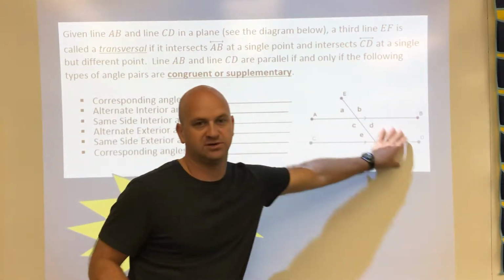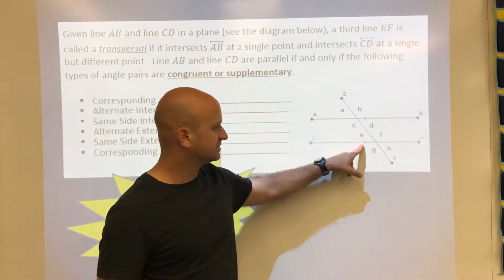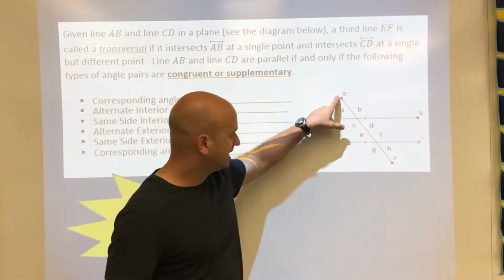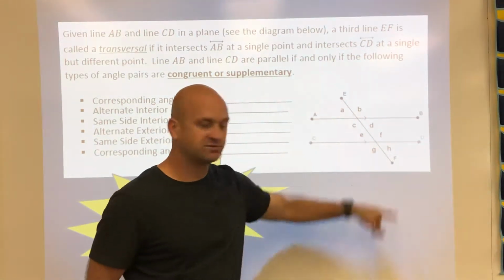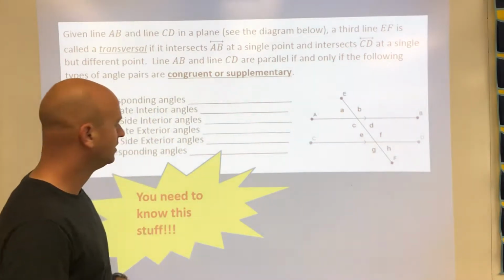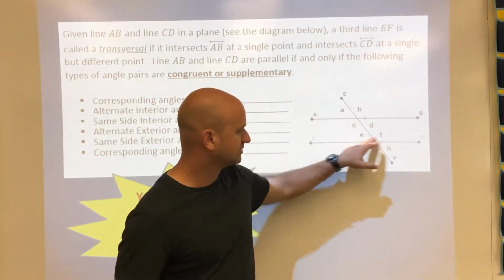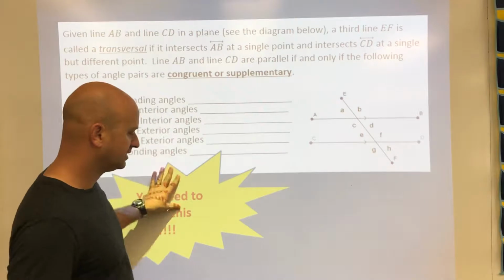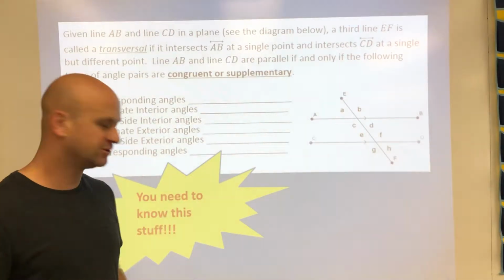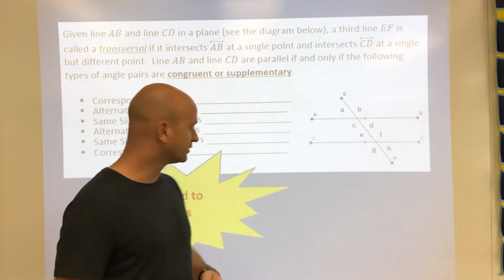If we're given two parallel lines, and again we know they're parallel because of the symbols, and we have this line going through it, the line going through it is called the transversal. What happens is 8 angles are created. Within those 8 angles, we have certain unique angles that we have names for.